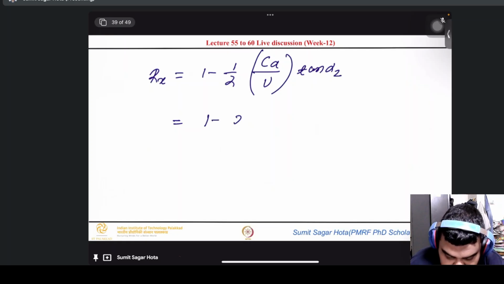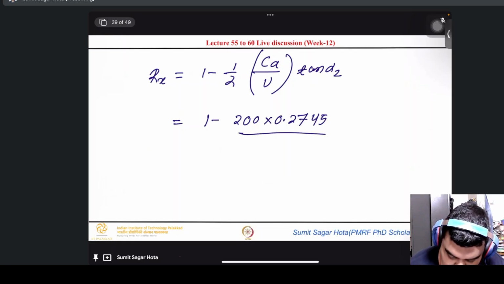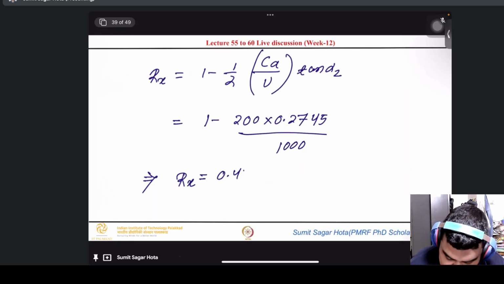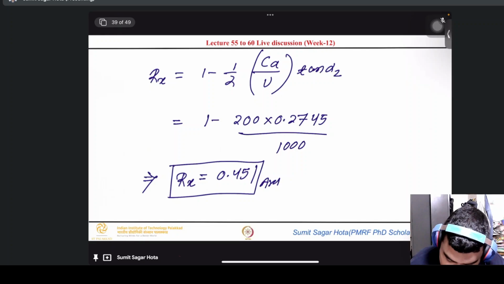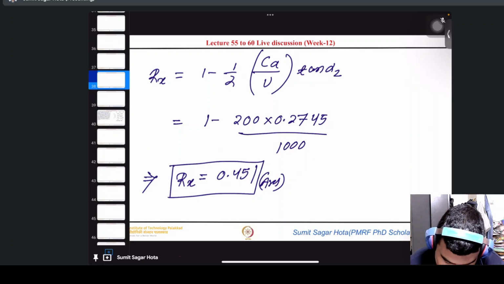1 minus 200 into 0.2745 divided by 1000. The degree of reaction is 0.451.